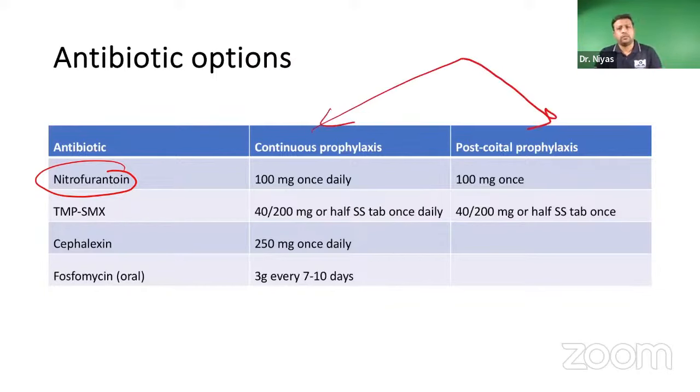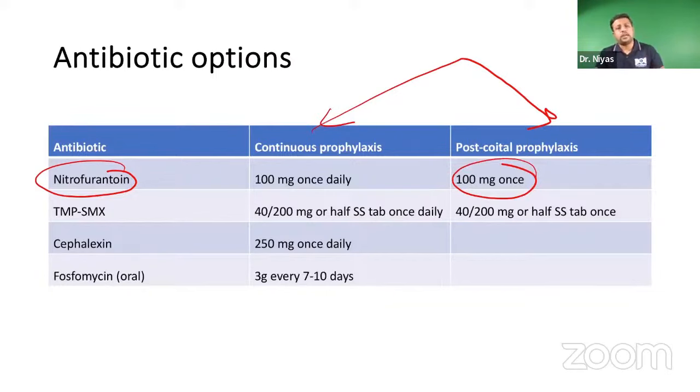Now, continuous is given for most of the patients, but some patients may have recurrent UTI which is particularly precipitated by sexual intercourse. In such patients, you can go for a post-coital prophylaxis. If it is a continuous prophylaxis, you give 100 milligrams once daily. It's usually given for 3 to 6 months, sometimes years also. Post-coital prophylaxis is given to patients whose recurrent UTI is precipitated by sexual intercourse. There you need only give 100 milligrams, one single dose after the sexual intercourse.